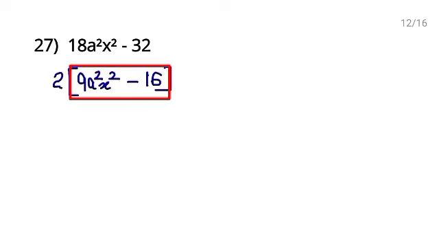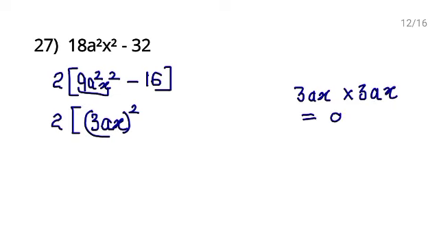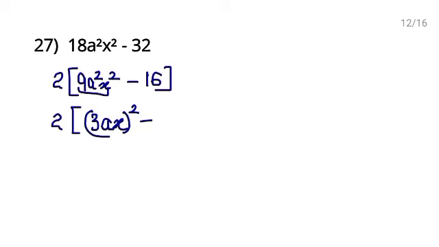Now we will write it in the form of difference of squares. So 2 is outside the bracket. This can be written as 3ax whole square, right? बिकॉज 3ax whole square का मतलब क्या है, 3ax को 3ax से मल्टीप्लाई करें, this is 3 3 सा 9, a into a means a square, x into x means x square, right? So we can write this 9a square x square as 3ax whole square minus 16 can be written as 4 square.